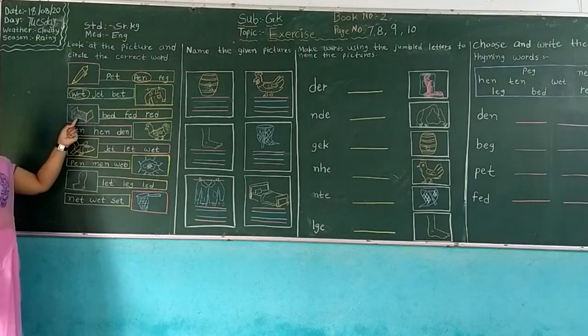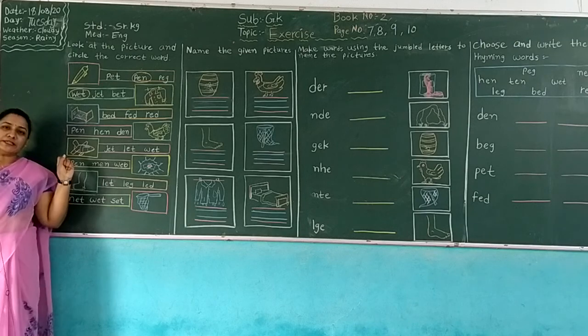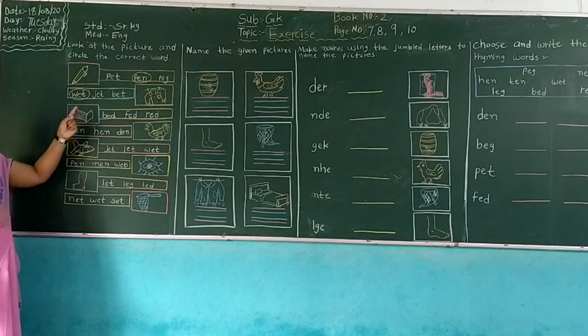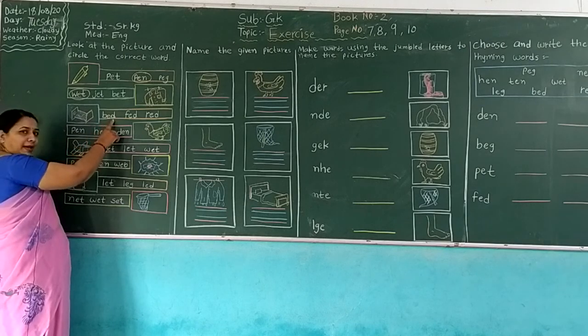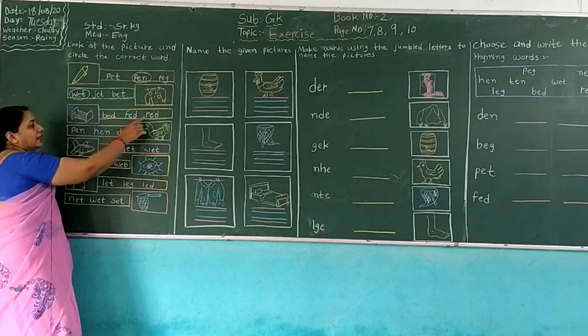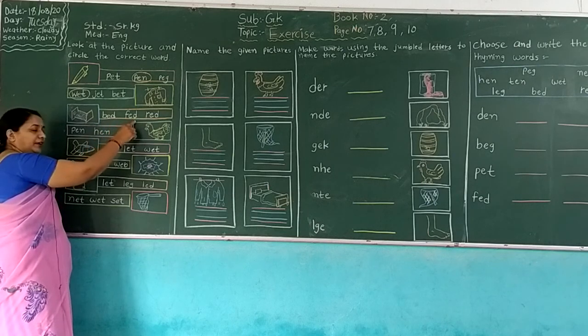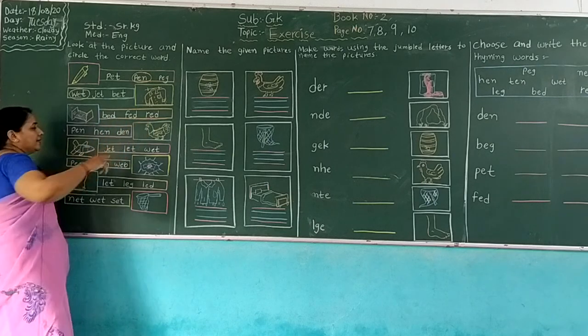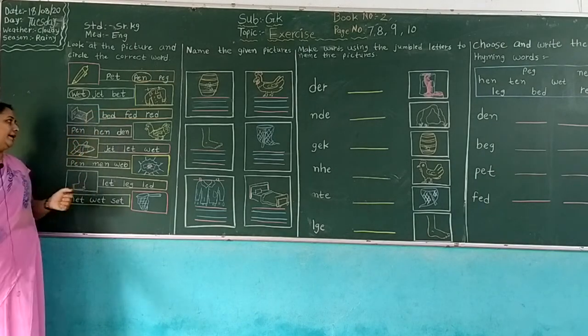Now next picture. Which picture is this? It's a bed picture. Which picture, children? Bed picture. So we find the word bed. Bed, bed. Fed, fed. Red, red. So now we circle the word bed. Okay.